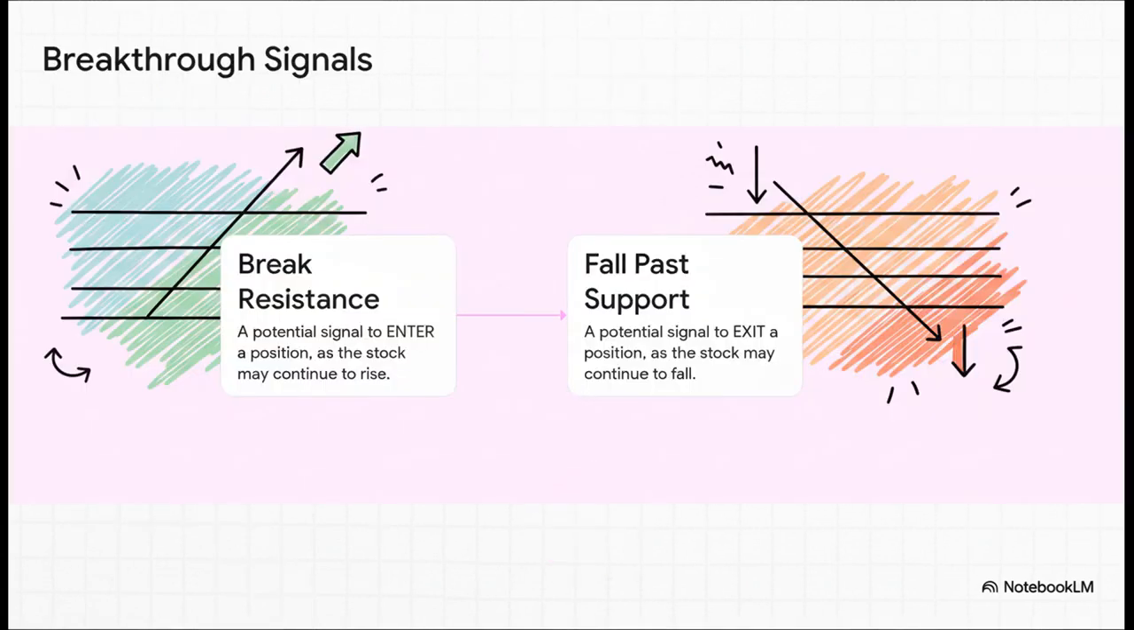Well, think about it. If a stock smashes through that resistance ceiling, that's a pretty strong sign, right? A lot of traders see that as a green light, a potential signal to get in because the stock might just keep climbing. And on the flip side, if it crashes through that support floor, that can be a red flag. It might be a signal that it's time to get out because things could keep dropping.